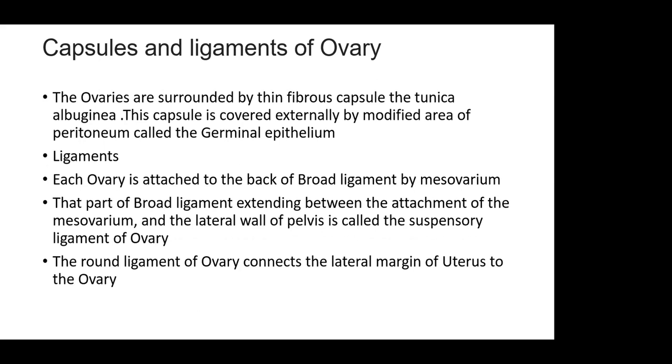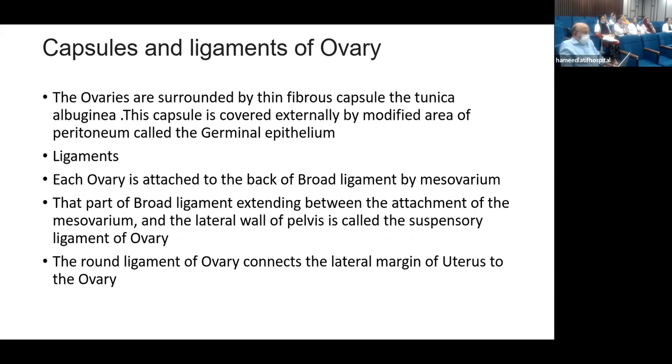The ovaries are surrounded by a thin fibrous capsule called the tunica albuginea. This capsule is covered externally by the modified area of peritoneum called the germinal epithelium. Each ovary is attached to the back of the broad ligament by the mesovarium. That part of the broad ligament extending between the attachment of the mesovarium and the lateral wall of the pelvis is called the suspensory ligament of the ovary. The round ligament of the ovary connects the lateral margin of the ovary.